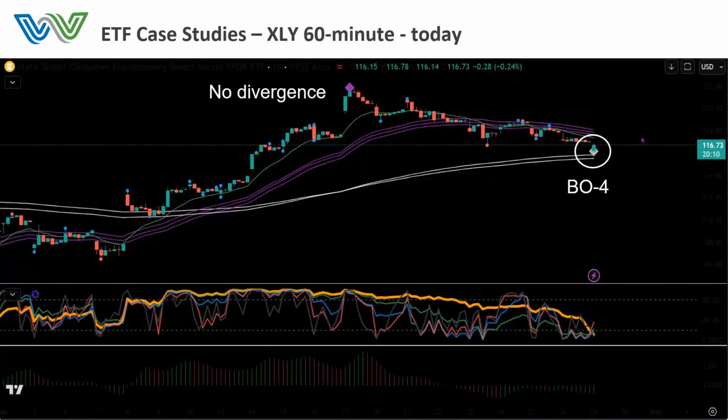This is an ETF case study for XLY on the 60-minute. I took this today. This is where we are. So we did the PW fill the gap. This is where we are, and this has to be watched. This is today's candle. So we did complete a fill the gap. I really do like this to come below the tunnel. It doesn't always have to do that.